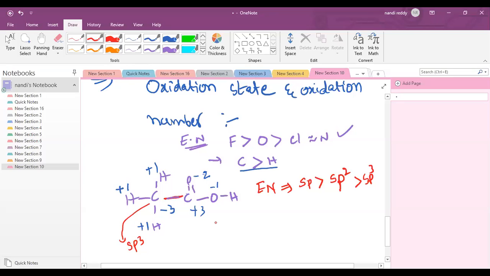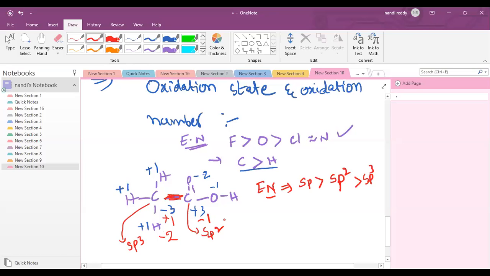Now sp2 means -1 electronic contribution, with respect to this bond we are talking about. With respect to this bond, this is -1. With respect to the same bond, this is +1, because this is less electronegative, it can lose an electron, and this can gain electrons. Now what is the net charge or net oxidation number of this carbon? Net oxidation number -3 + 1 means -2. And +3 - 1 means what is the net oxidation number? +3 - 1, so plus 2.